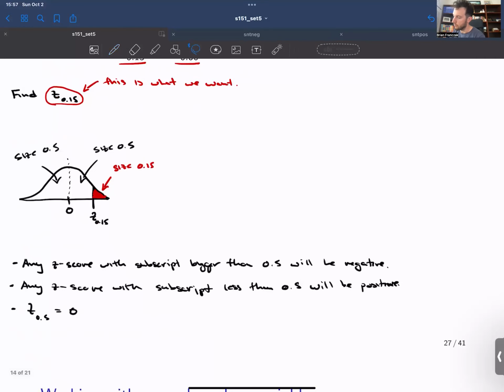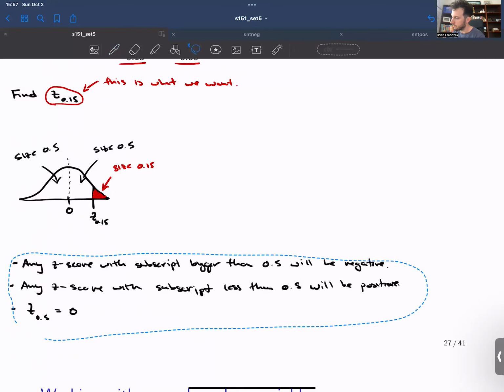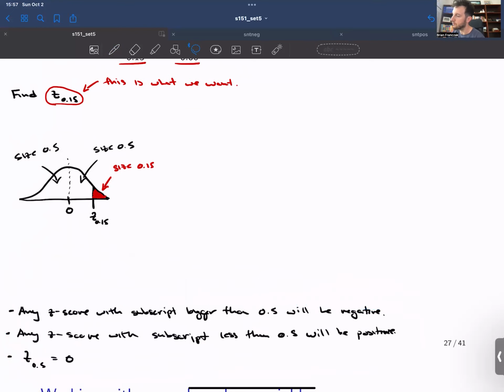Okay, so the z-score with 0.15 to its right is going to have 0.85 of the area under the curve to its left. Okay, so this whole region here is going to be a size 0.15. And I'll just highlight that in green to make it more clear. Okay, so this green shaded part is a size of 0.85.